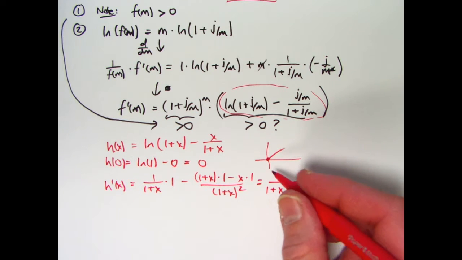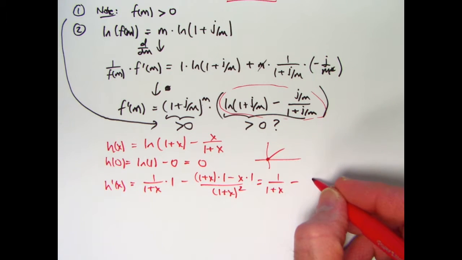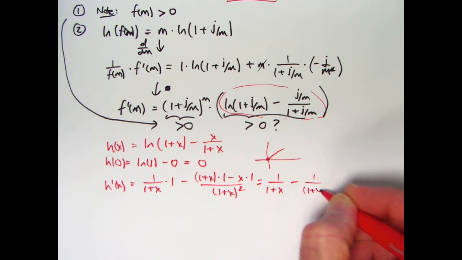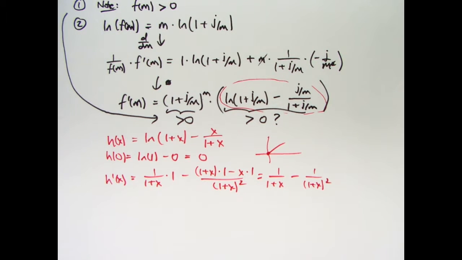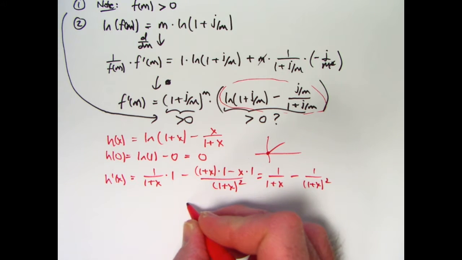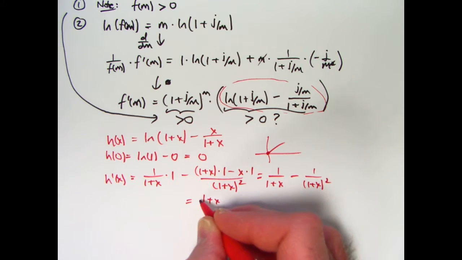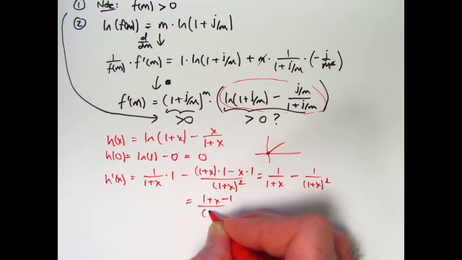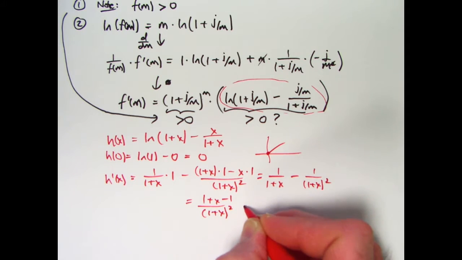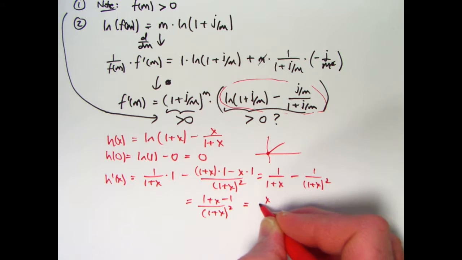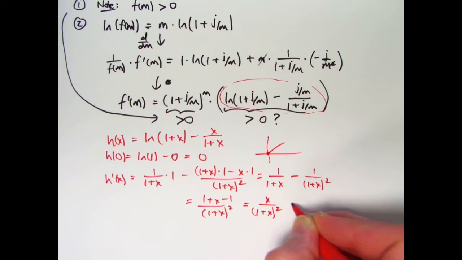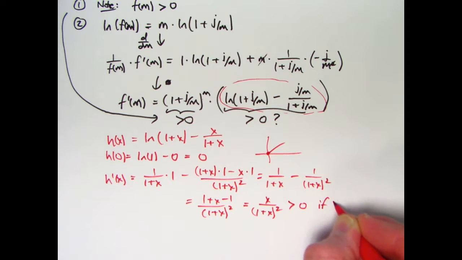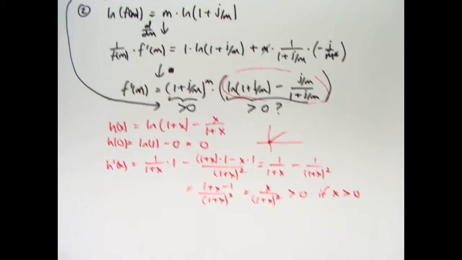Let's see, what does this simplify to? The x's cancel on top. It looks like I've got this. Again, hopefully no mistakes. Get a common denominator of 1 plus x squared. It looks to me like this is the case. This is what I get. And lo and behold, this thing is positive if x is positive, which is what I wanted.